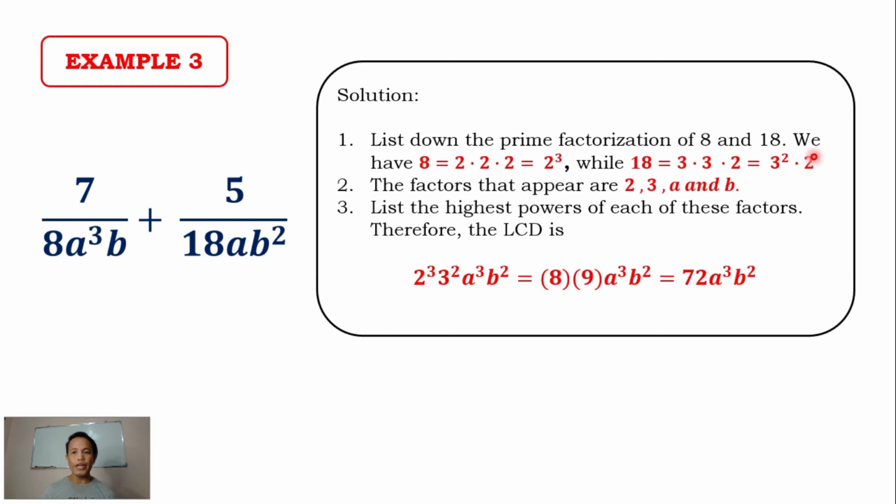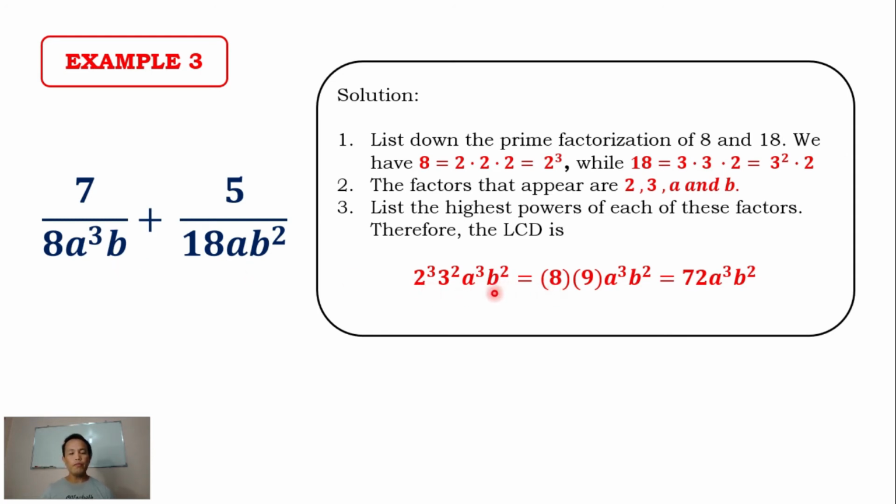And the power here is only 1. So we do not have to write the 2 here because we already have written 2. Then for 3, we have 3 squared, so that's why we have 3 squared. Now for the variables, as I've said earlier, we have a cubed and a. We list down the highest power, and that is a cubed, that's why we have a cubed. And the same thing happens for the b, so that's why we have b squared.